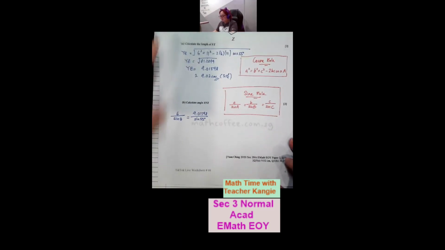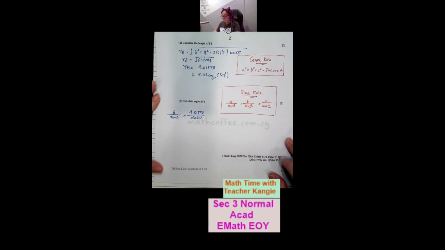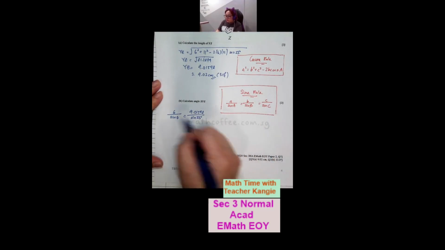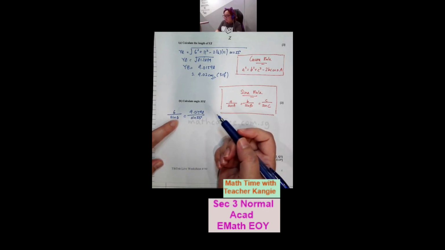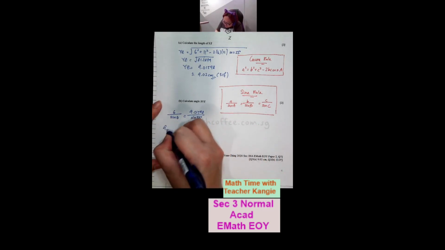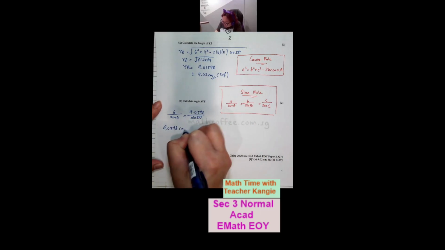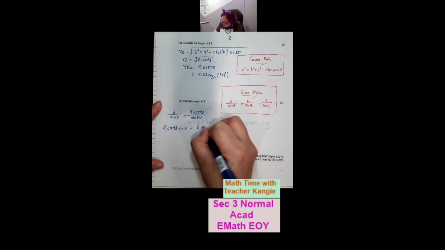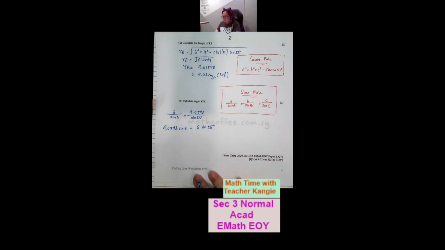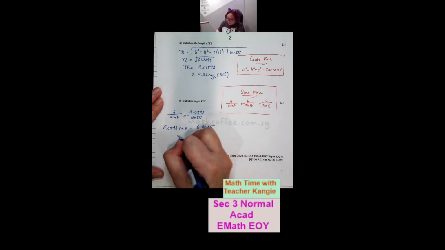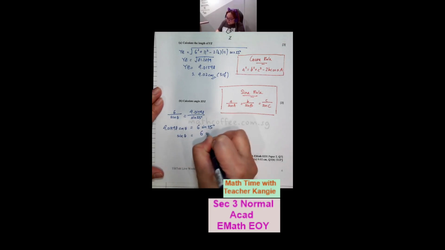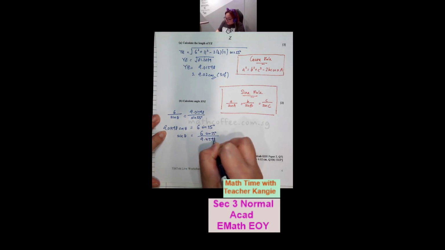Okay, I'm going to move it up. So you see, actually this one is both sides single fraction, right? So what I'm going to do is cross multiply. Since I want to find theta, I'm going to put 9.01598 sine theta equals 6 multiplied by sine 55 degree. You don't have to press the calculator for the value first. You can just leave it in this form first. Then I'm going to make sine theta the subject. So it will be 6 sine 55 degree over 9.01598.